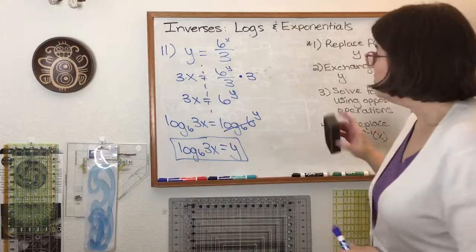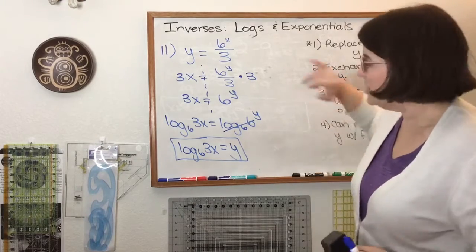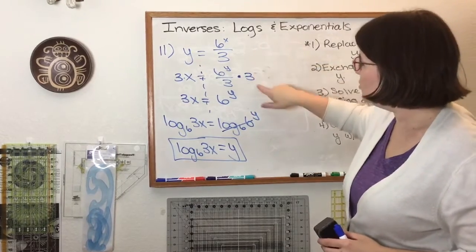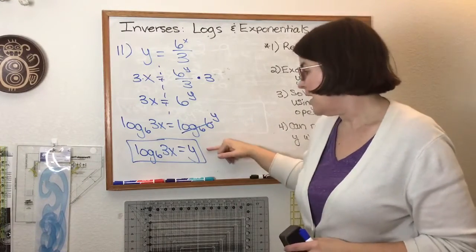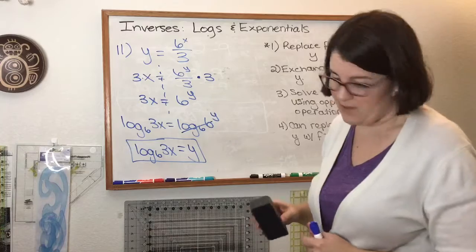Okay, so this is problem 11. Notice I did opposite operations. This was divide, so I multiplied. This was exponential, so I logged with the same base. I got to the point then where y was alone, which gave me my inverse.